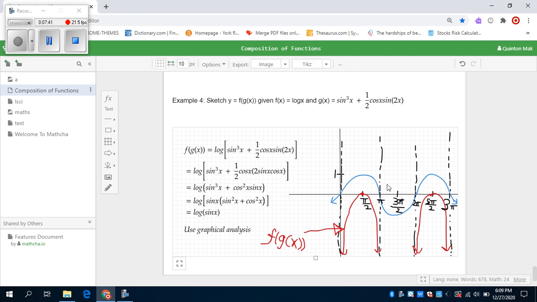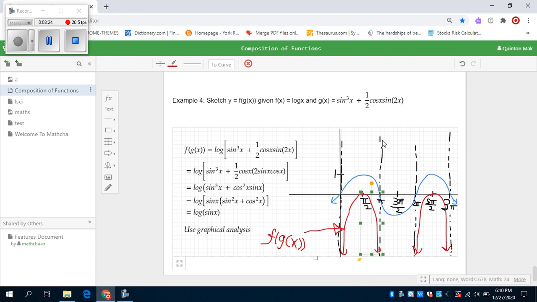Now, at pi over 2, the sine of pi over 2 equals 1, and the log of 1 is 0, so we have y equals 0 over here. From pi over 2 to pi, the values of sine of x approach 0. And when the input values of logarithm approach 0, the logarithm approaches negative infinity. So this composite graph will be approaching negative infinity. It will have a vertical asymptote.